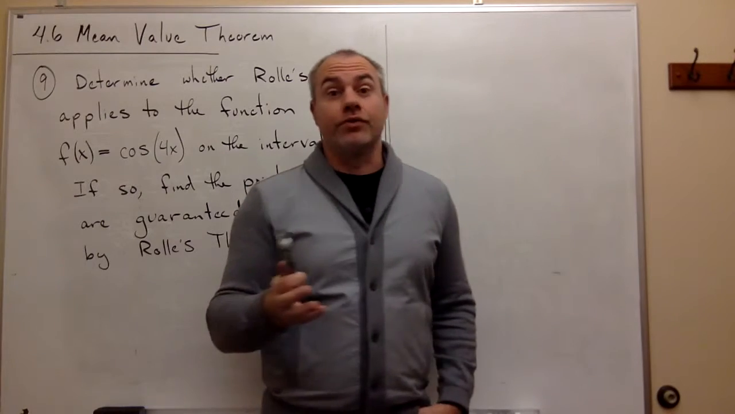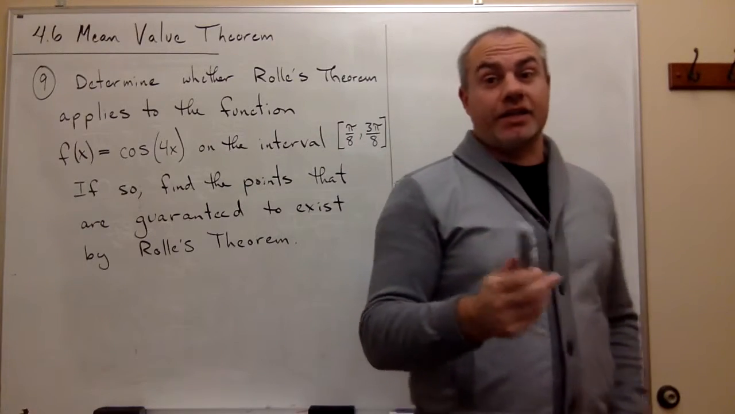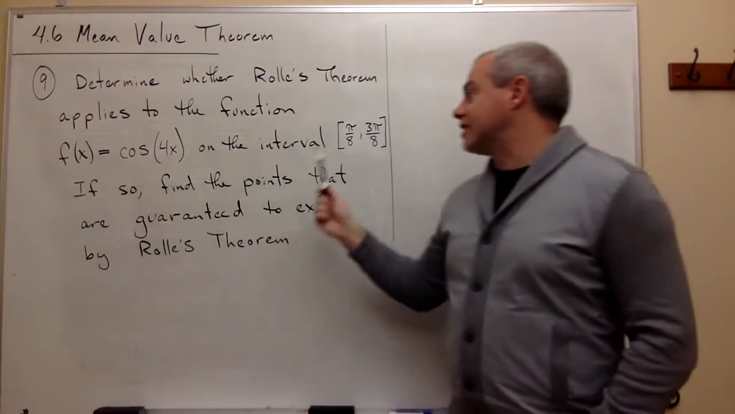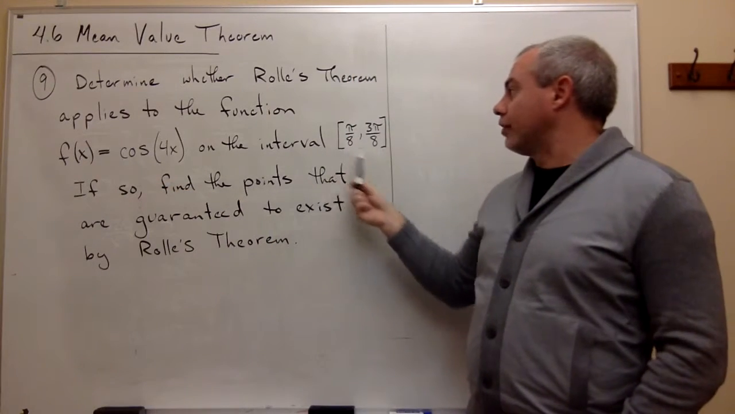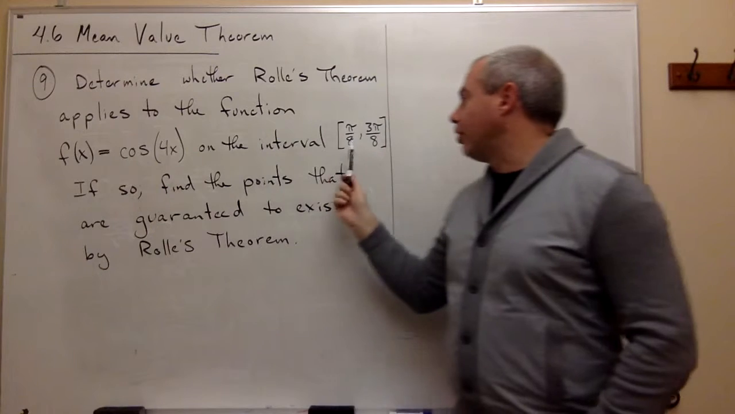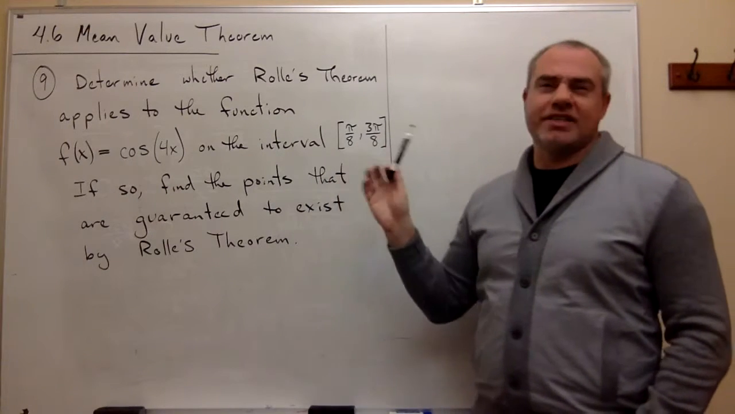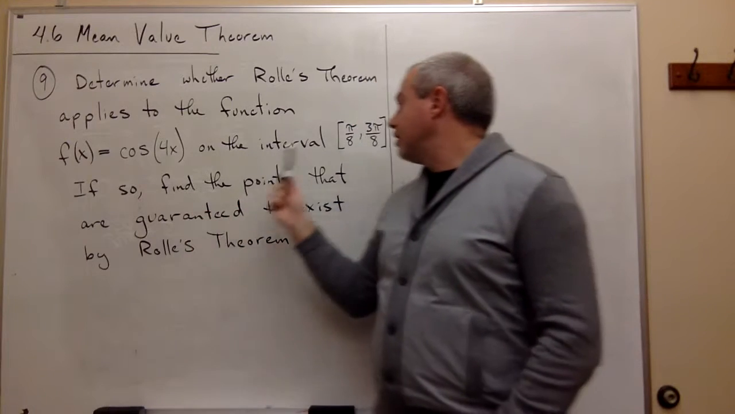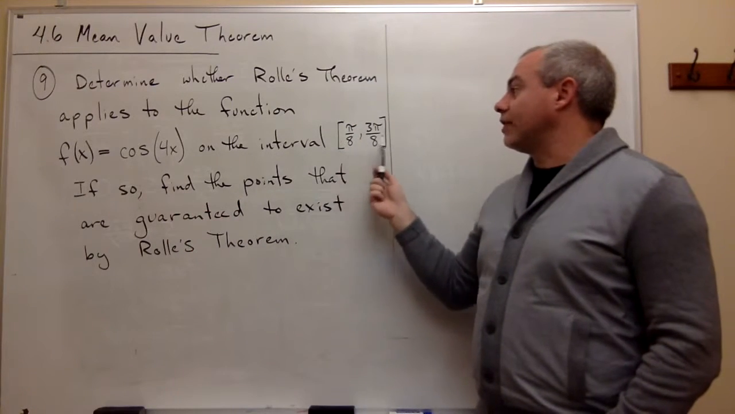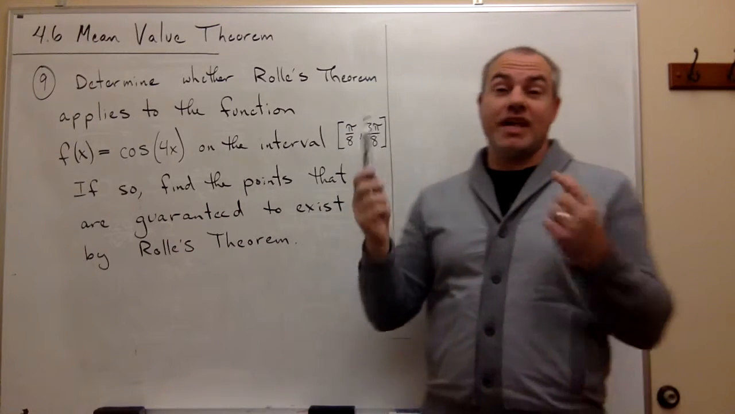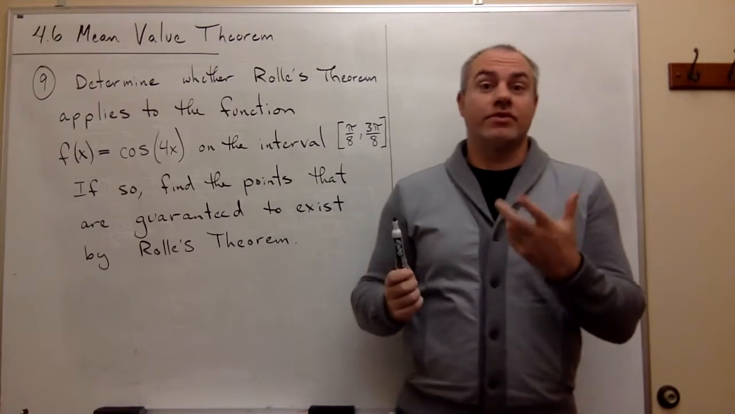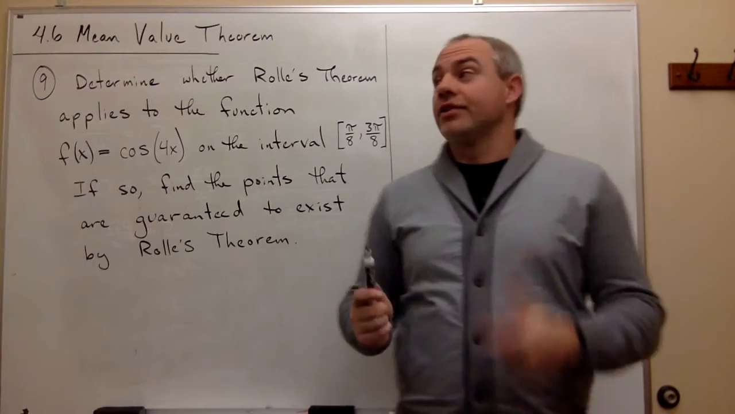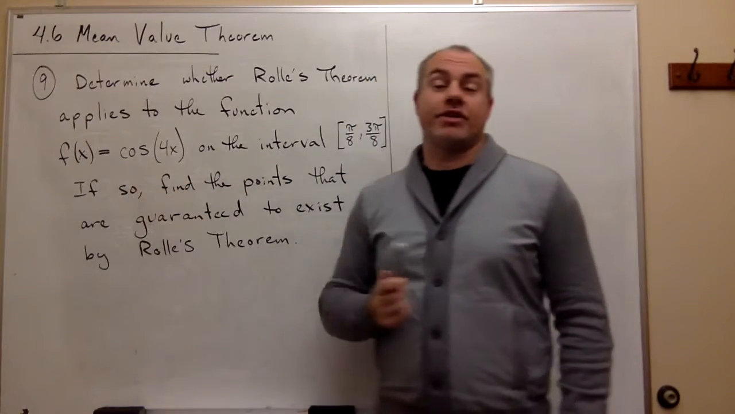Okay, let's review Rolle's theorem really quick again. It says that if a function f of x is continuous on this closed interval and differentiable on the open interval, and the functional values of the endpoints are the same, then somewhere in between those two endpoints, there's a point x where the derivative of this function is 0.